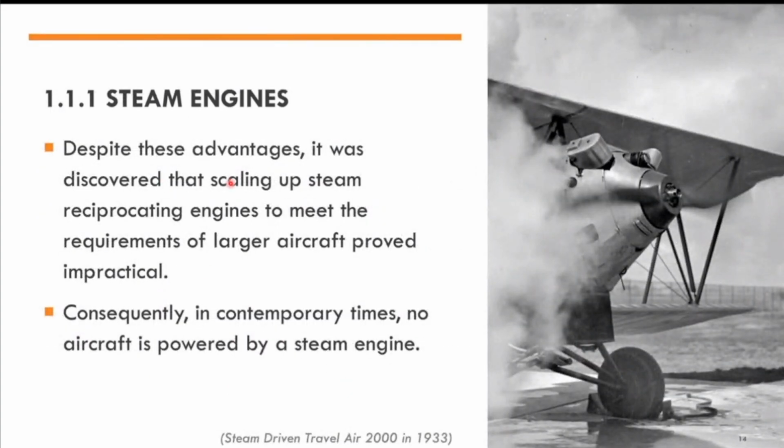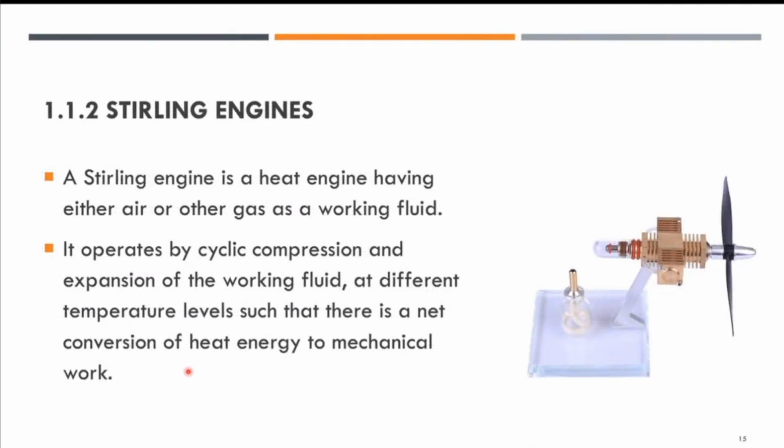So, despite all of these advantages, it was discovered that it can be done for small types of aircraft. But if you want to employ it on a larger aircraft, it has proven impractical. So that's why in contemporary times, no aircraft is powered by a steam engine. Okay, so as I said, we are just going through the example. We are not going to go into great detail for the steam engine and the rest of the engines. Today we are going to introduce and expose you to all types of engines available for aircraft propulsion.